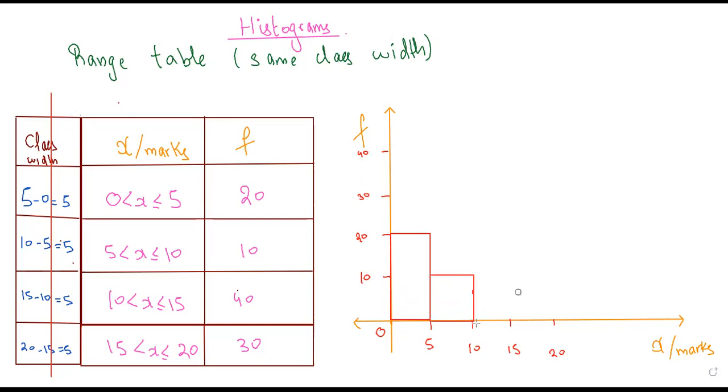40 is the frequency from 10 to 15. So this would be the bar. And then 30 is the frequency. So this is going to be your bar. So this is how you are going to make your histogram. Did you understand this thing?